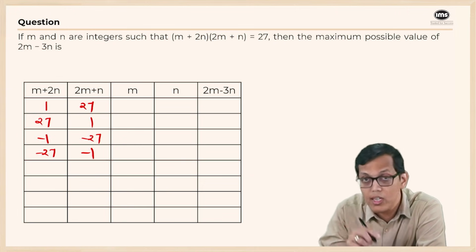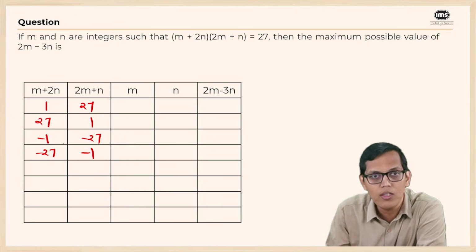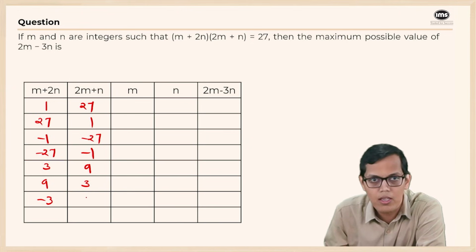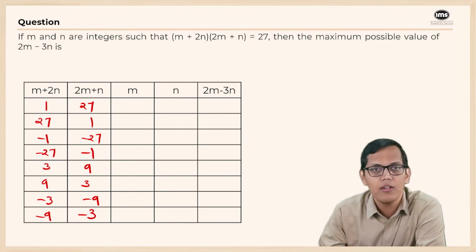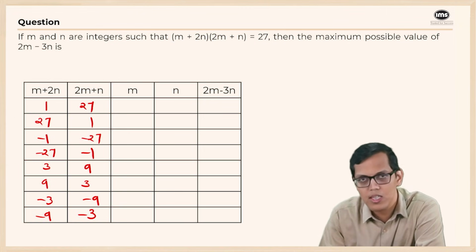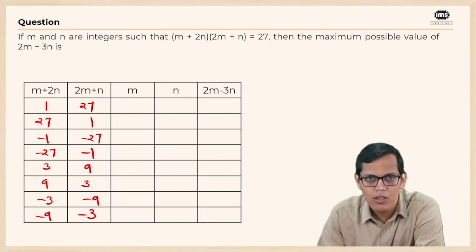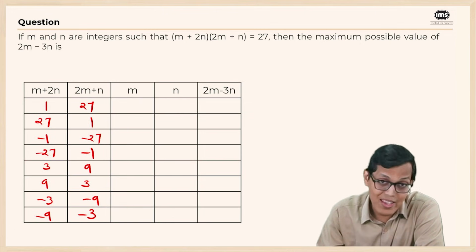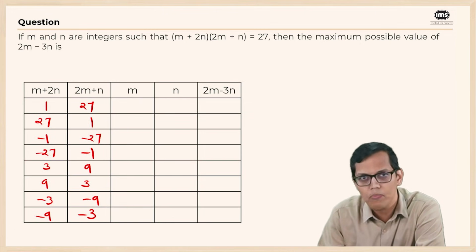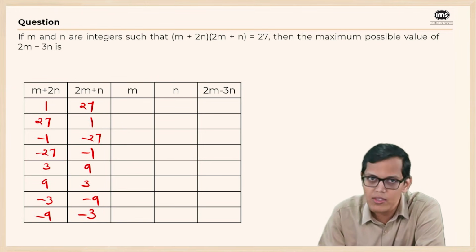1 into 27 was one way of splitting 27. We have other ways as well. So we can have 3, 9. We can have 9, 3. We can have minus 3, minus 9. And lastly, minus 9 and minus 3. So these are the ways in which we can split 27 in two parts while ensuring that both the parts are integers, because m and n are integers. So both m plus 2n and 2m plus n have to be integers only. Ideally, we have to solve these 8 pairs individually just to ensure that we get integer m and integer n.